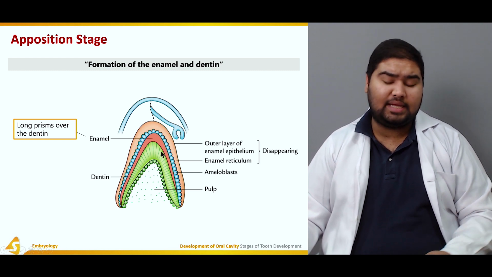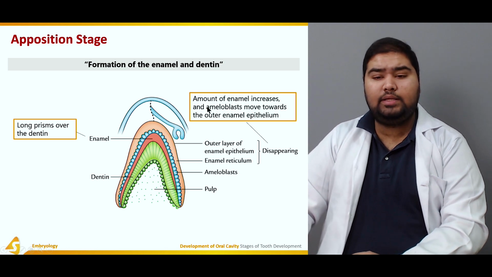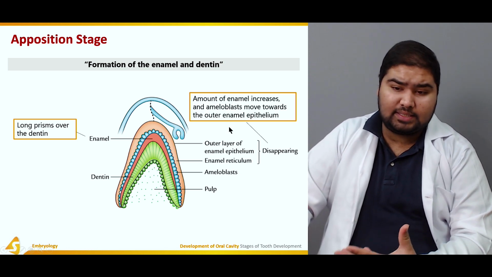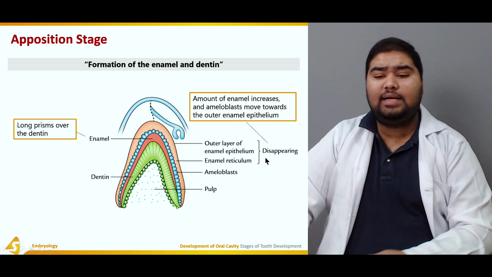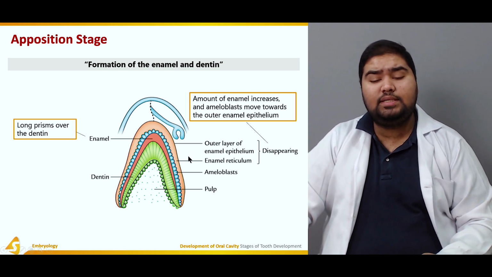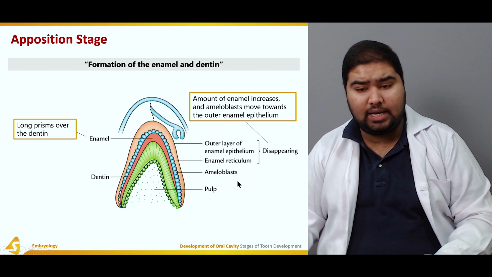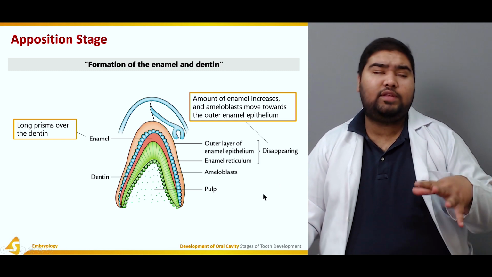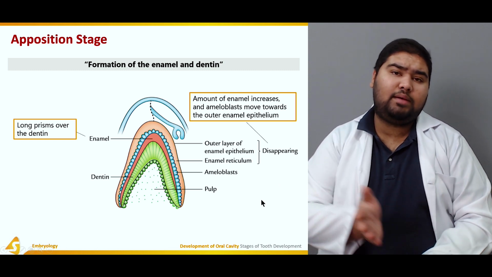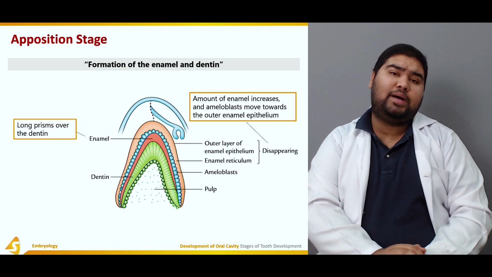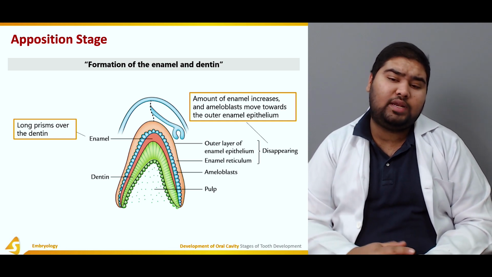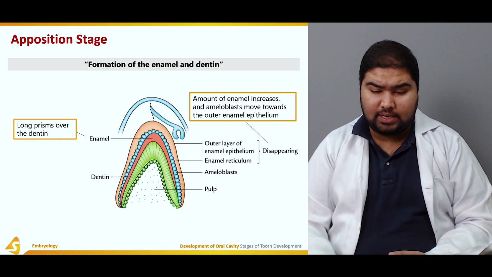Here you can see that the amount of enamel increases and ameloblasts start disappearing and move towards the outer enamel epithelium. The outer layer of the enamel epithelium is where the ameloblasts tend to migrate, and the amount of enamel also increases.